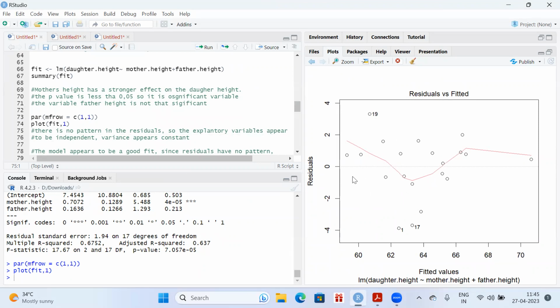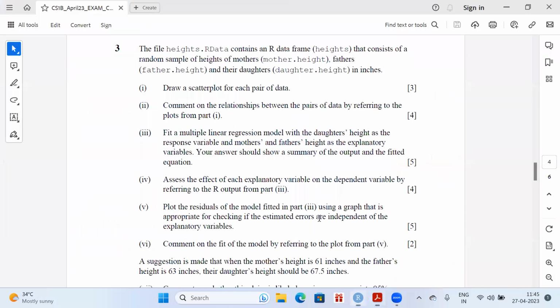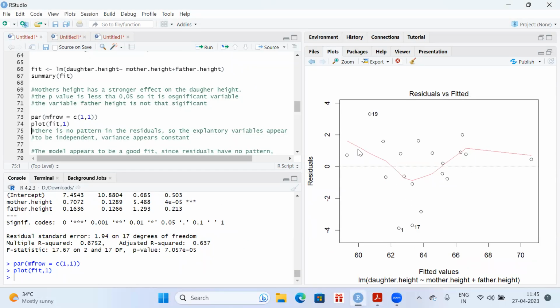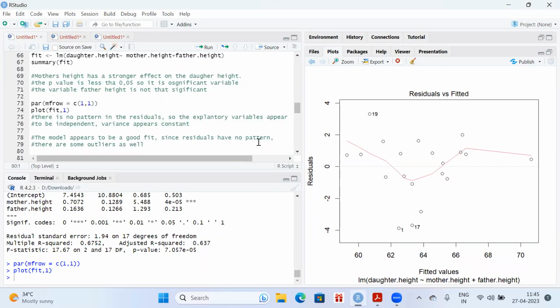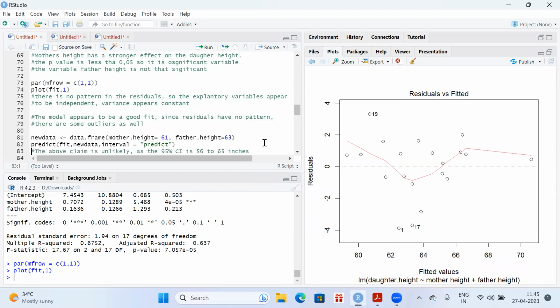So when there's no trend, we say that the errors are independent of the explanatory variables. They do not have any trend in the data. And the comment on the fit of the model: it appears to be a good fit because residuals do not have any patterns.